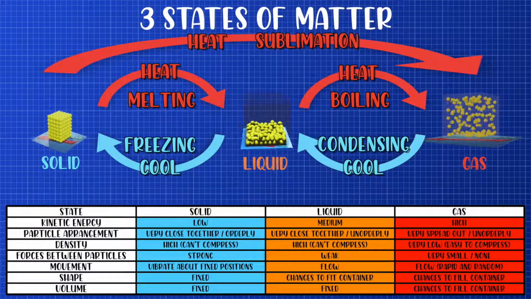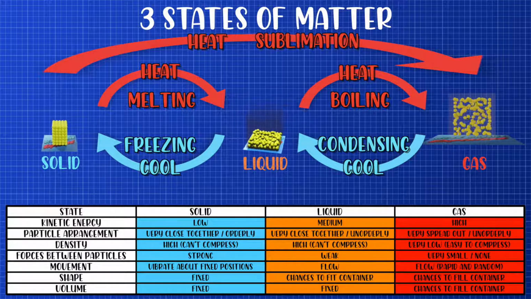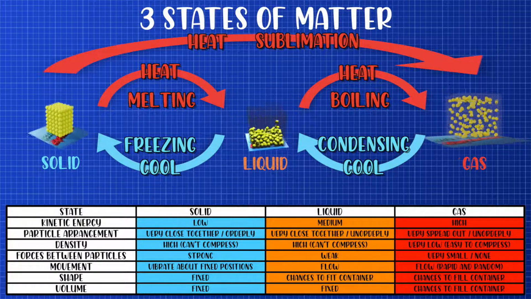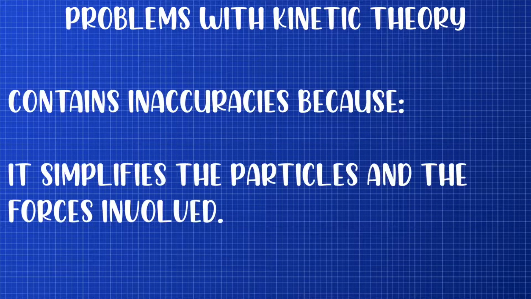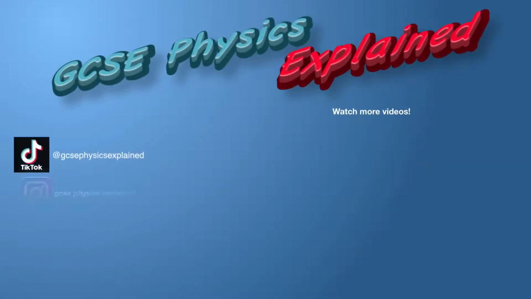If you're studying higher tier, you might get asked, what are the problems with the kinetic theory or particle theory? The answer is it contains inaccuracies because it simplifies the particles and the forces involved. But like I say, it does help us to visualise what's going on, especially at GCSE level, so that's why we use it. Well, I hope that video was useful and that the animations help you understand.